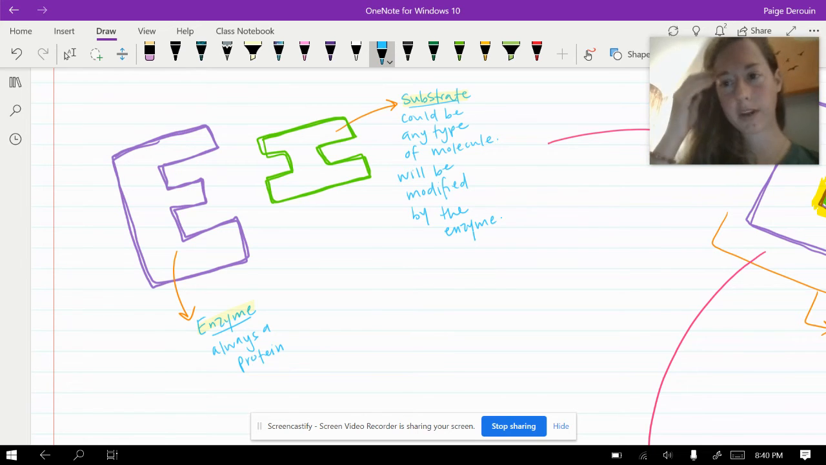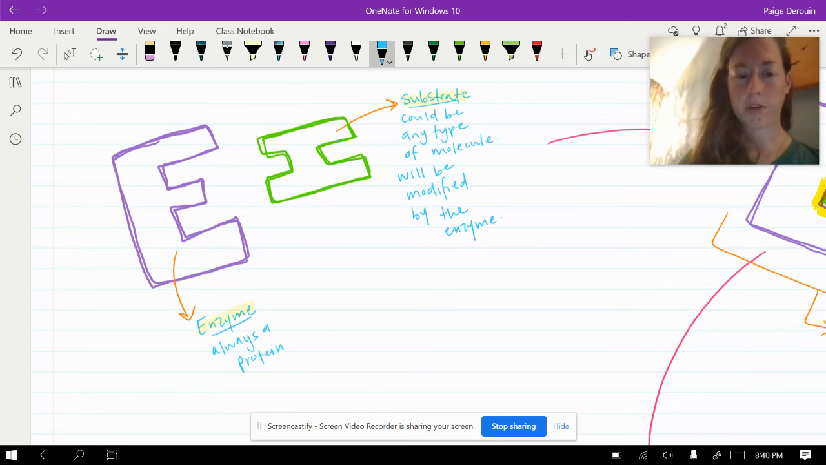So it's really important that the enzyme is the proper shape, and the only way that it will be the proper shape is by folding correctly through the protein folding process. And we'll talk more about the protein process again when we get to DNA a little bit later on. So that's step one: there is an enzyme, there is a substrate.